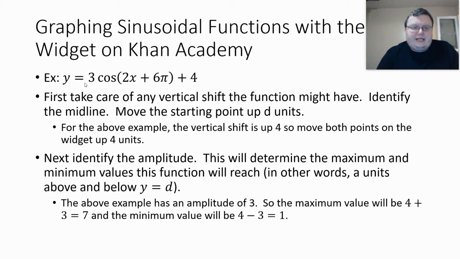So for example, let's say we had this example, and I did pull this one off. You might have had this on your exercises. I actually pulled this equation off of Khan Academy. Y equals 3 cosine of (2x plus 6 pi), all plus 4. 2x plus 6 pi is on the inside, in the parentheses. That's what we're taking the cosine of. So first, take care of any vertical shift the function might have. And this is literally telling you how to graph this.